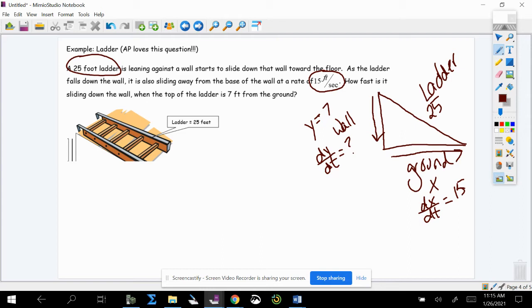So first I need an equation that relates these quantities. I've got the X, I've got the Y, and I do have the ladder length. Hopefully you look at this and say, oh, that's a triangle. It's the Pythagorean theorem, and that's exactly what's going on here. I often call them ladder problems, but you might be better served to think of them as Pythagorean problems. So I have x squared plus y squared equals 25 squared. That's the way I can relate those three quantities: your X, your Y, and, in this case, 25.